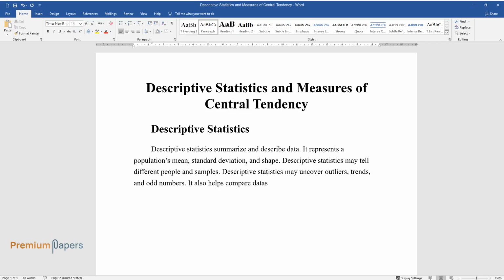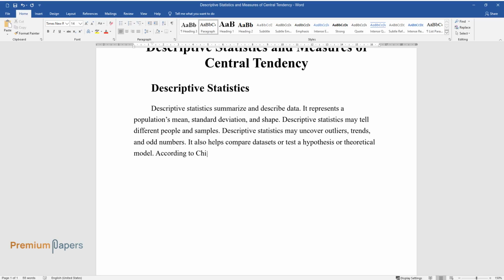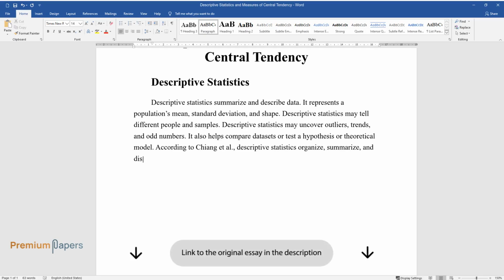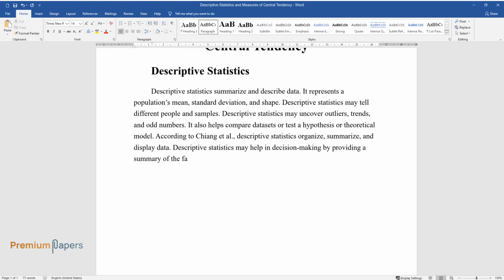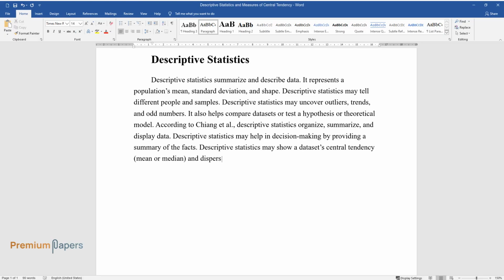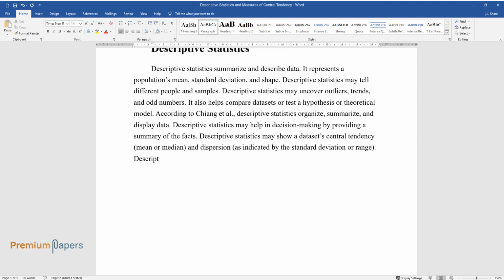It also helps compare datasets or test a hypothesis or theoretical model. According to Chiang et al., descriptive statistics organize, summarize, and display data. Descriptive statistics may help in decision-making by providing a summary of the facts. They may show a dataset's central tendency, mean or median, and dispersion, as indicated by the standard deviation or range. Descriptive statistics may test hypotheses, compare data sets, and find irregularities.